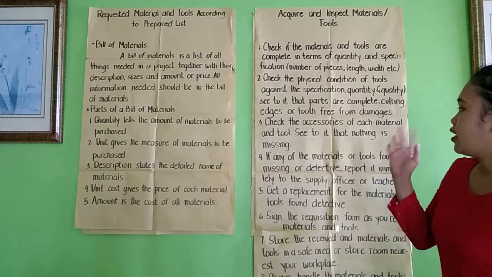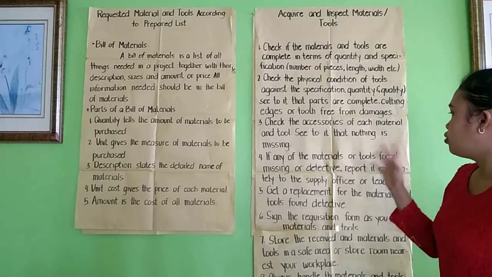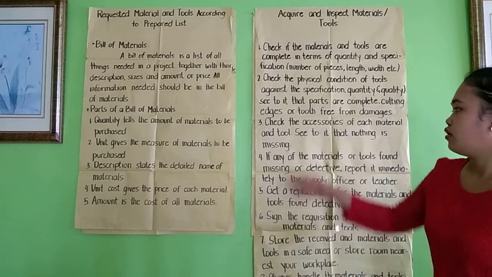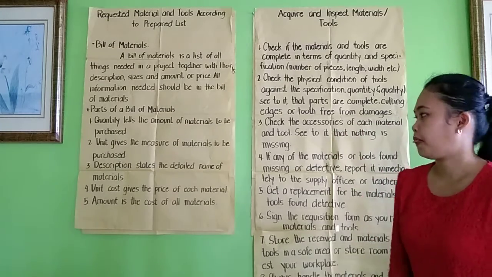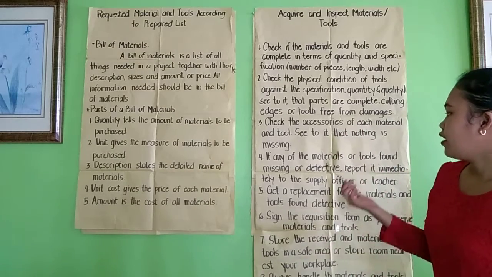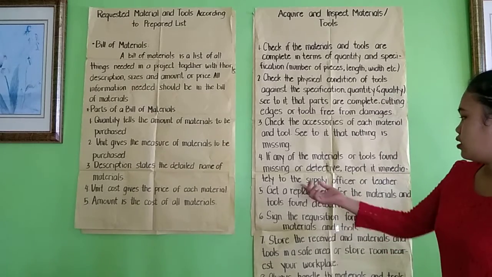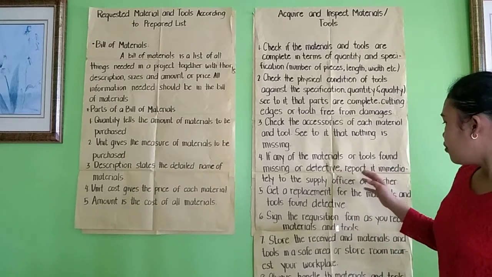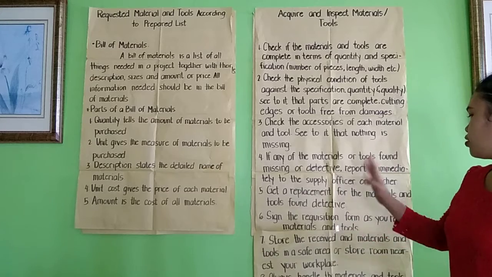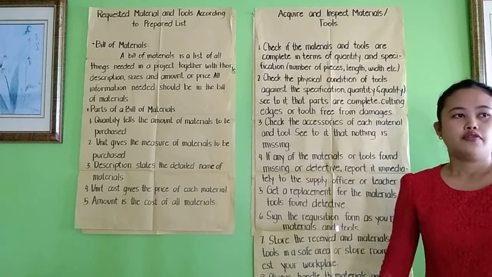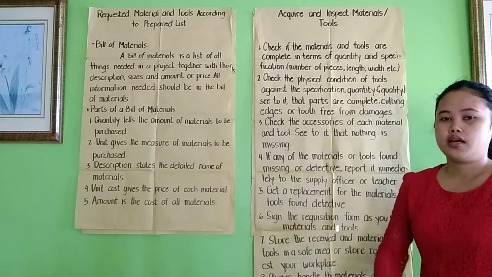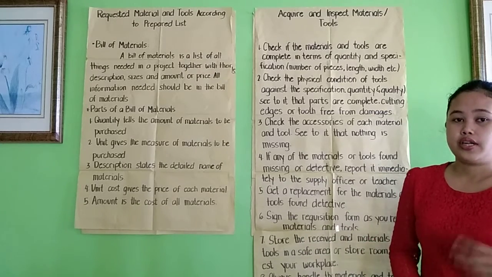So next is check the accessories of each material and tool, see to it that nothing is missing. So this comes with damages also, or this lacking, missing. If any of the materials or tools found missing or defective, report it immediately to the supply officer or teacher. So you have to report it for you to have a replacement, for them to be able to know that the tools is missing or lacking.